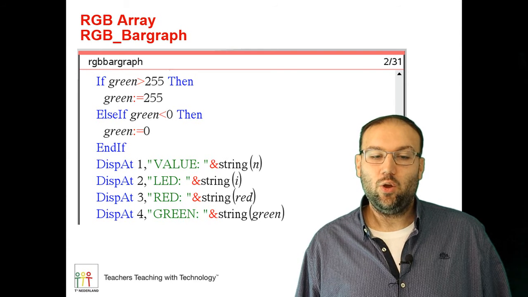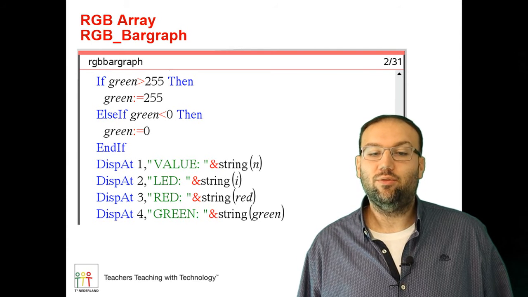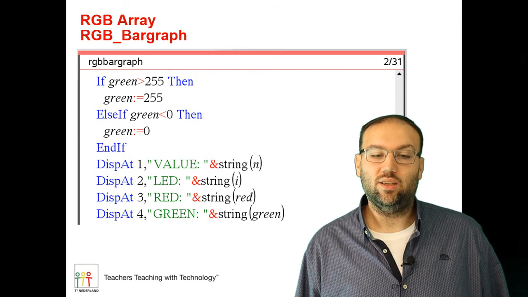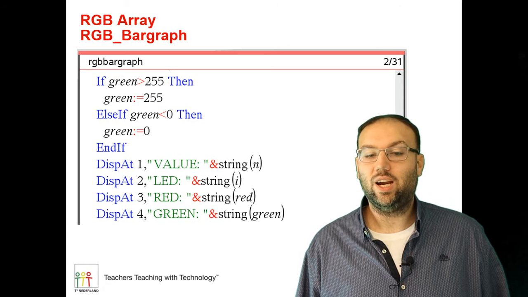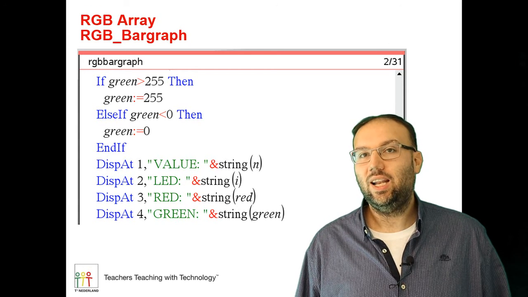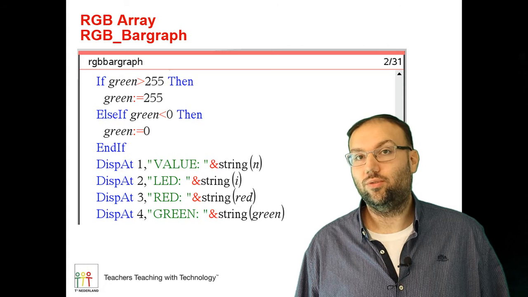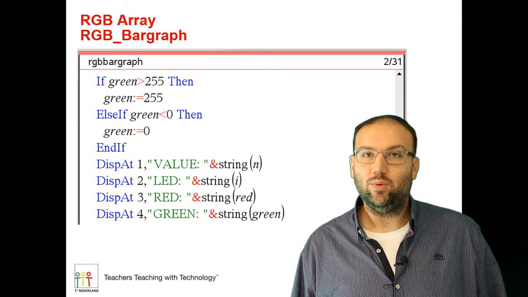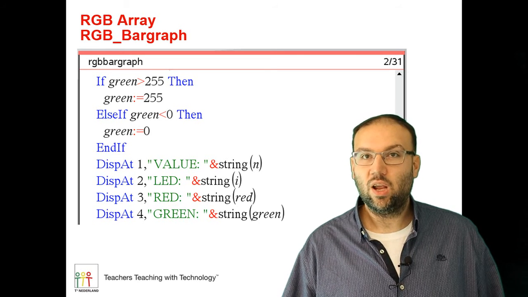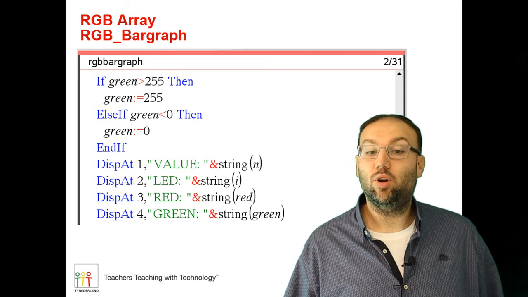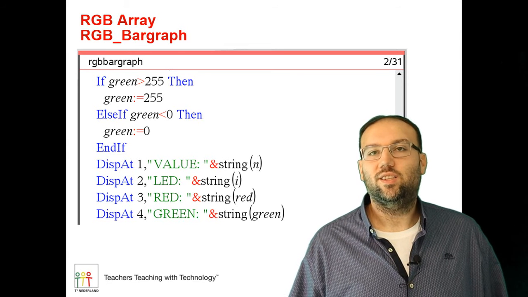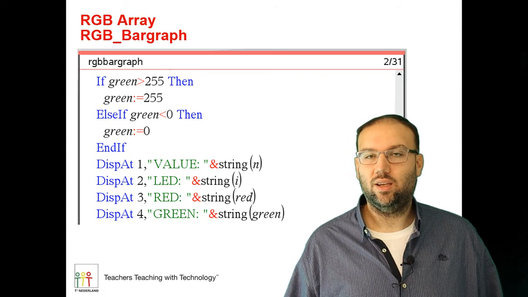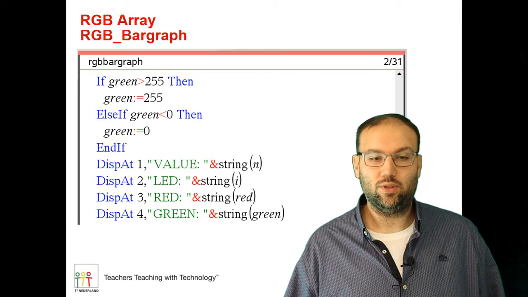We then display at the first line the value of the sensor. We display at the second line the LED value, the string I, so which LED is turned on or off at that moment. We display the value of red and we display the value of green. That's for debugging purposes. It's not necessary if you use that in a live program to read sensor value, but it's nice to know these values.